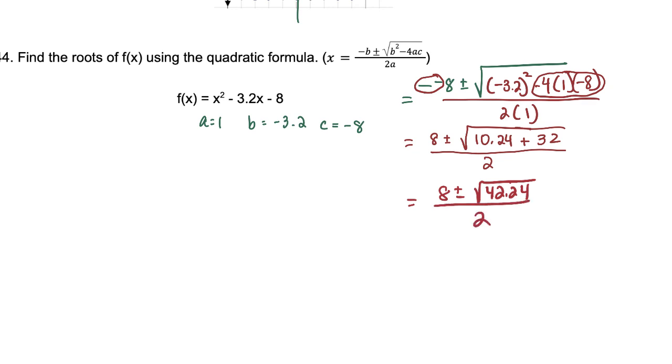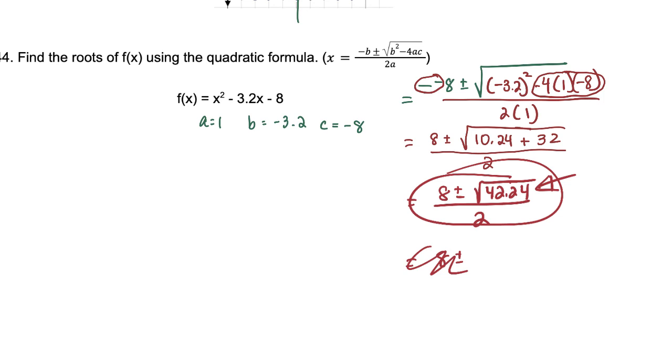over 2. Now, because we've got that decimal, we can go ahead and square root the 42.24, giving us 8 plus or minus the square root of 42.24 over 2. Well, actually, we're going to stop there because this is normally where we stop, everybody. You won't get one that has that weird decimal in there. At least you shouldn't.